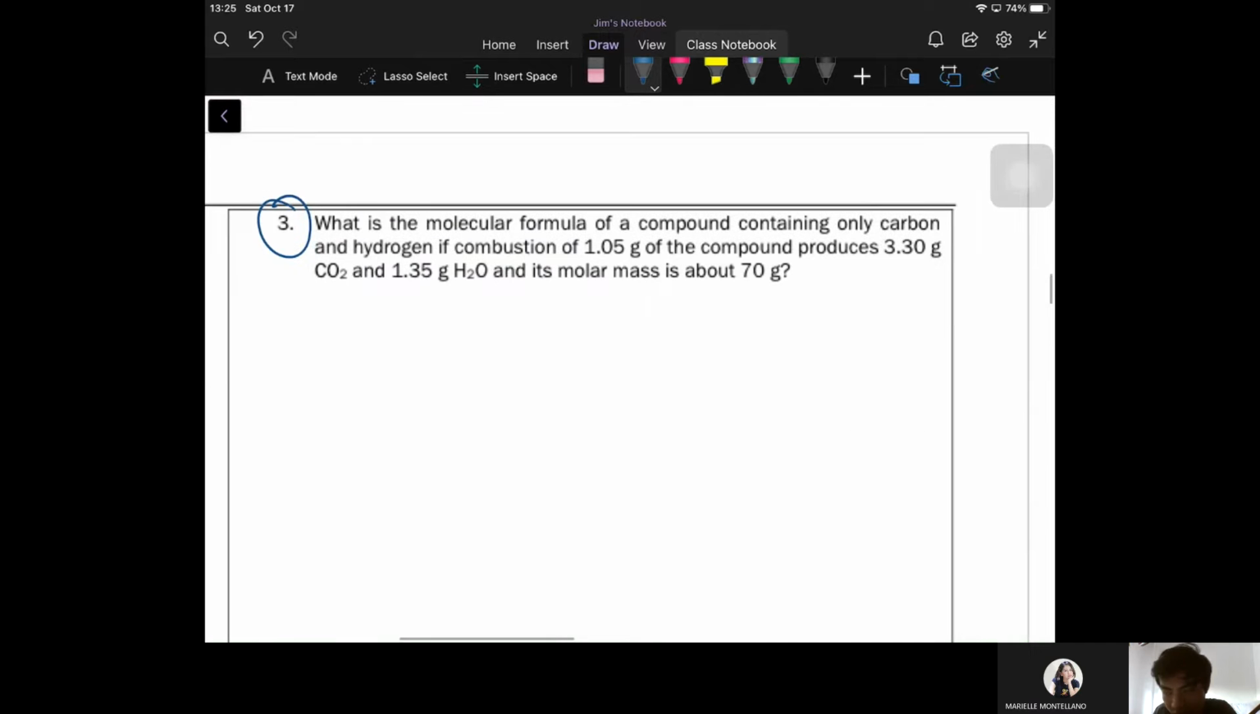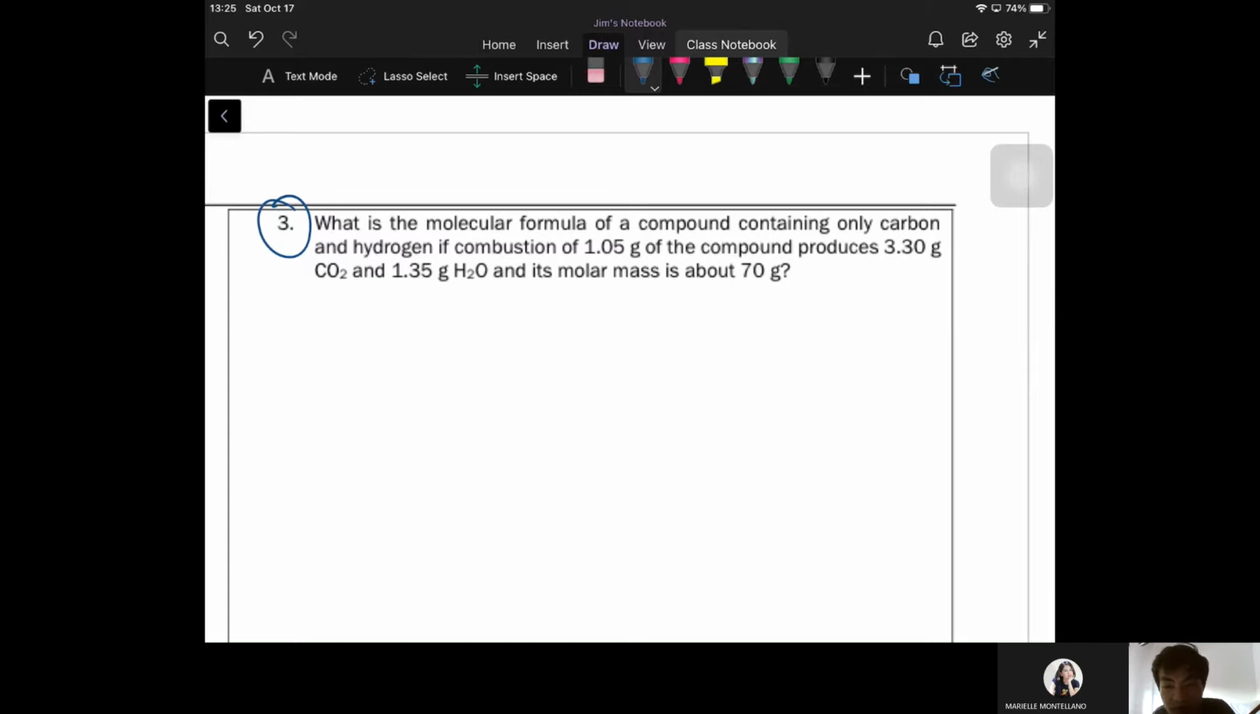Okay, so I'll try this number 3. So what is the molecular formula of a compound containing only carbon and hydrogen if combustion of 1.05 grams of the compound produces 3.30 grams carbon dioxide and 1.35 grams of water. No? So, ano yung first step dito?